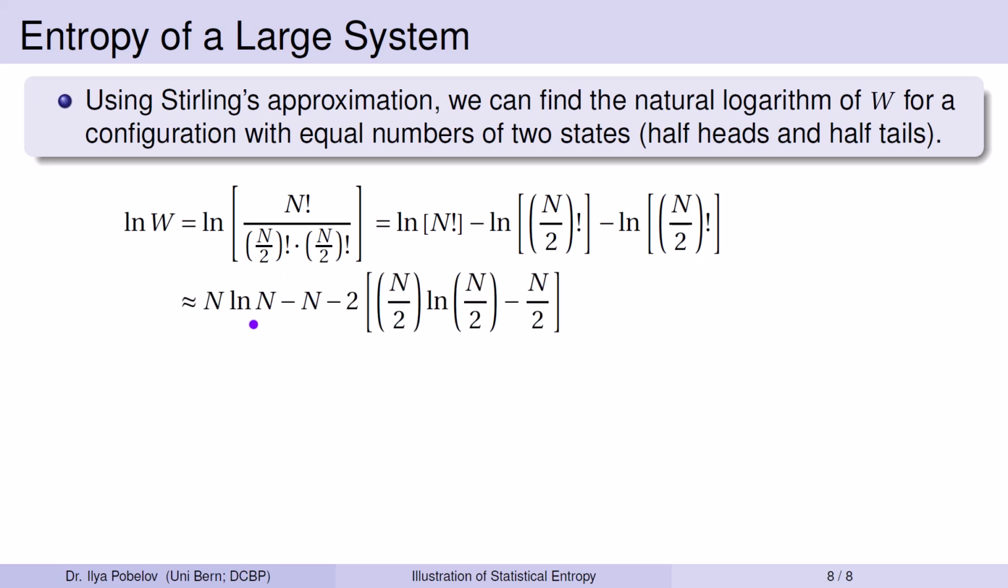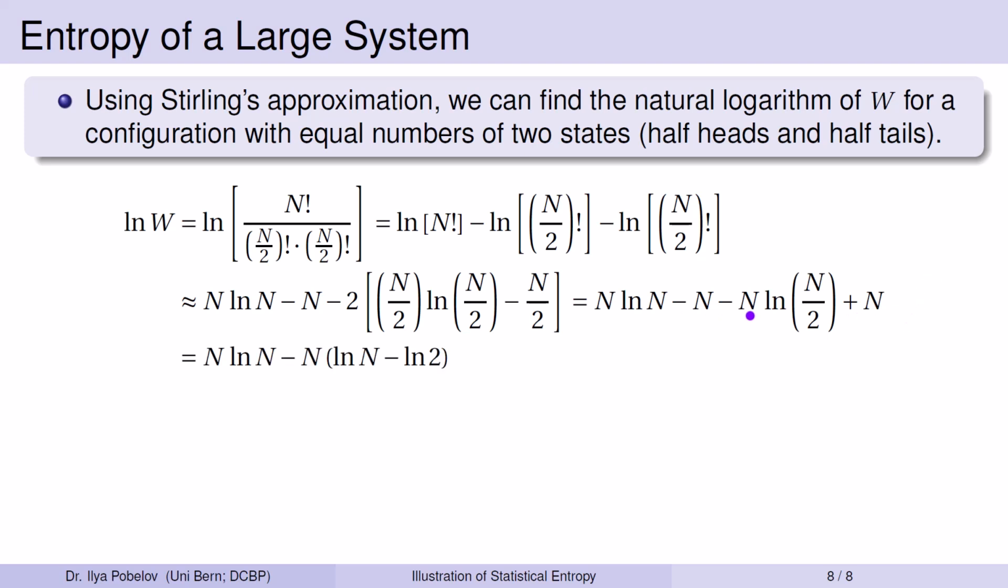Next, we apply Stirling's approximation for each factorial. The natural logarithm of n factorial is approximately equal to n times the natural logarithm of n minus n. Similarly, each natural logarithm of n divided by 2 factorial is approximately equal to n divided by 2 times the natural logarithm of n divided by 2 minus n divided by 2. Thus, we have n times the natural logarithm of n minus n times the natural logarithm of n divided by 2 plus n. Next, notice that the positive and negative n terms cancel out.